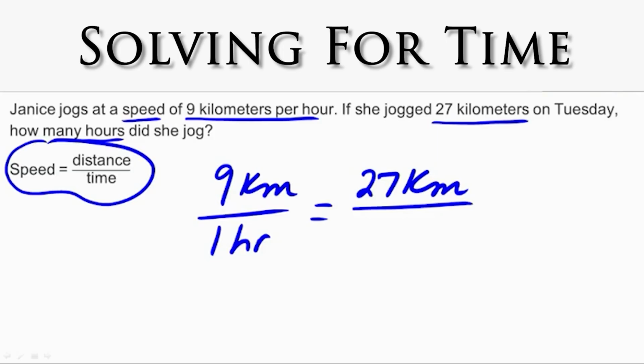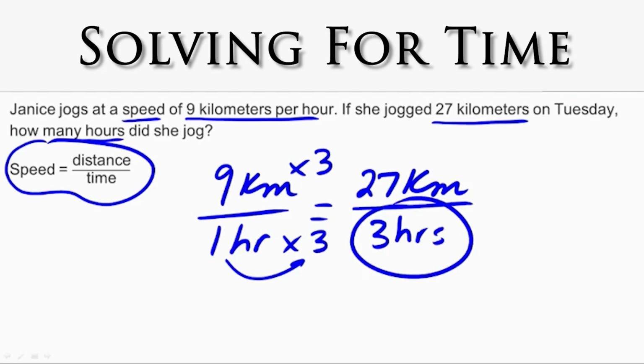So in order to solve for time, we look at the ratio and how they're set up. Well, how did I get from 9 kilometers to 27 kilometers? Well, I multiplied by 3. And in order to keep the ratios equivalent, whatever I multiply the numerator by, I need to multiply the denominator by. So I'm going to multiply the denominator by 3 also. So 1 times 3 is 3. So that tells me that it took Janice 3 hours to jog 27 kilometers. And so that answers our question, how many hours did she jog? This is how you solve for time.